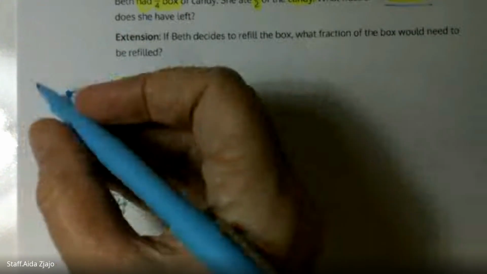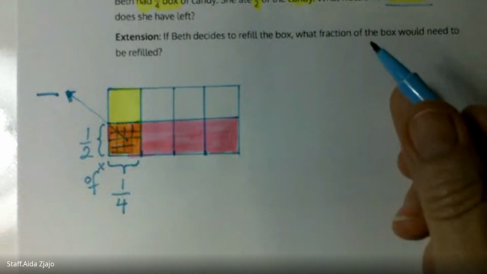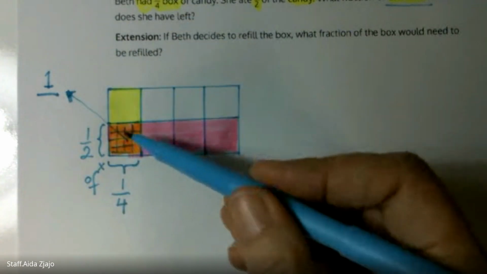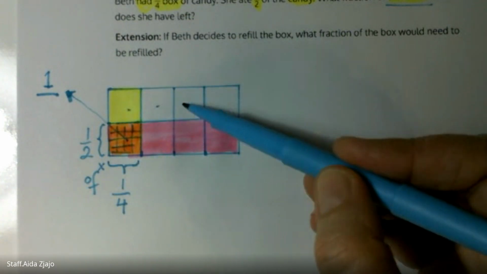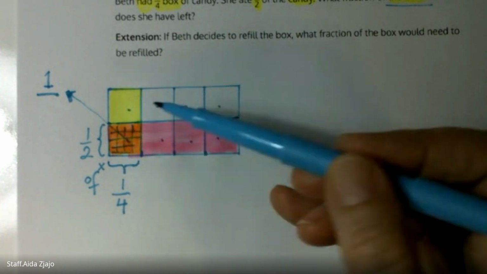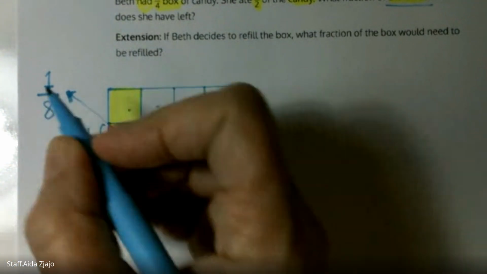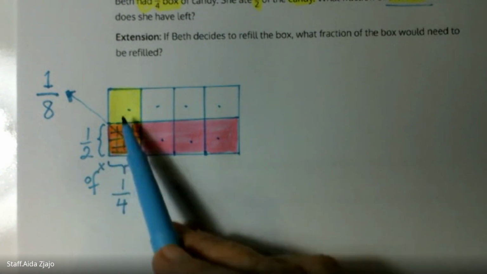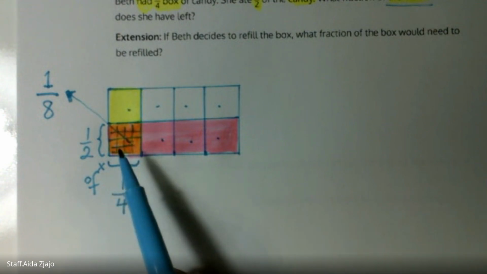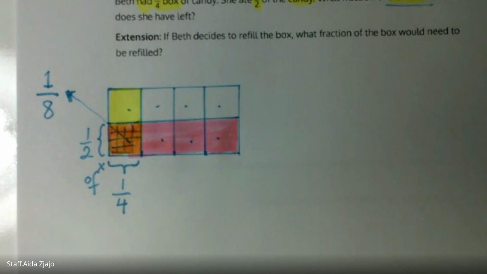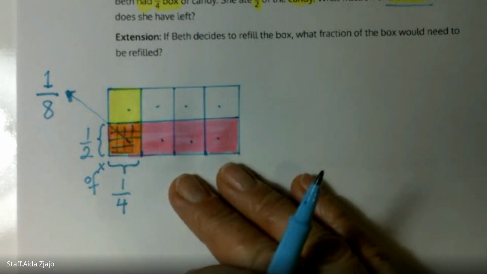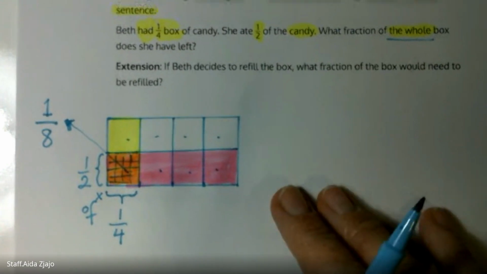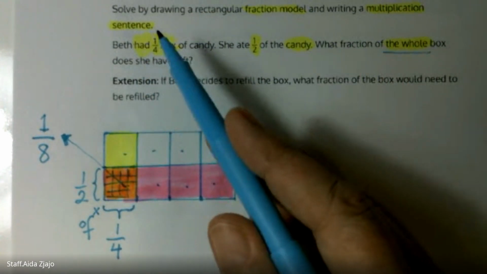Okay, so we can see the answer is a fraction. We have only 1 piece. Now our whole is cut into 1, 2, 3, 4, 5, 6, 7, 8 pieces. So 1/8 is our answer for that. How much is 1/2 of this yellow part, or 1/4? It's 1/8. So this is what we can do pictorially, but now we can also do, as they ask us, the multiplication sentence.